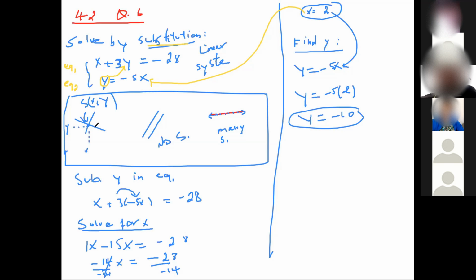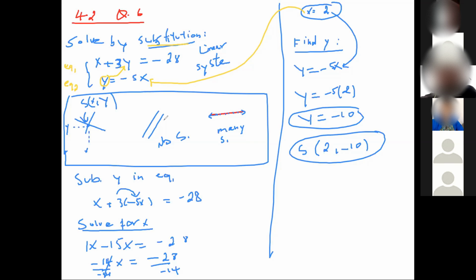So what do the lines do? Do they meet, are they parallel, or do they overlap? I think it's parallel. I could be wrong. So we found one solution, right? One intersection. So the lines do what? The lines meet. Okay, that's basically this case. So the x, we have the x here, which is 2. We find the y, which is negative 10.